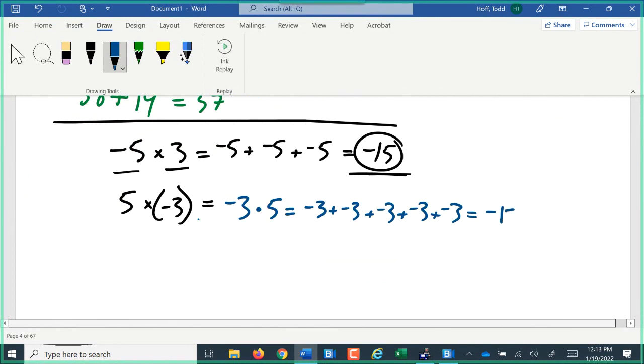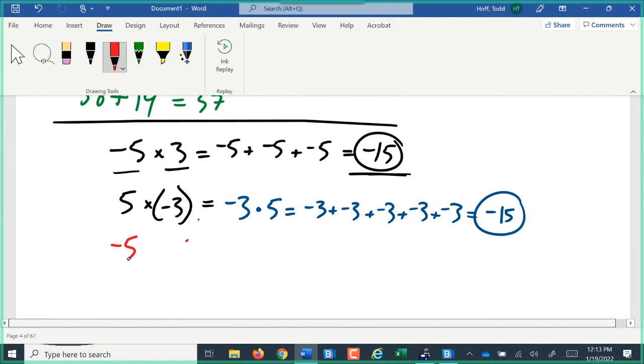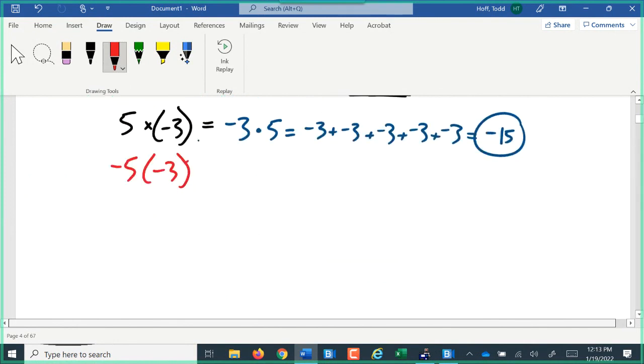The one that does not make sense, this one. Negative 5 times negative 3. Now, most of you have been taught a negative times a negative is a positive, so you know this answer is going to be positive 15. The question is why? According to our definition of multiplication, this is telling us to take negative 5 and add it together negative 3 times. Well, I can't do something a negative number of times.